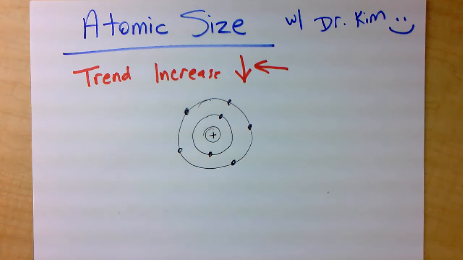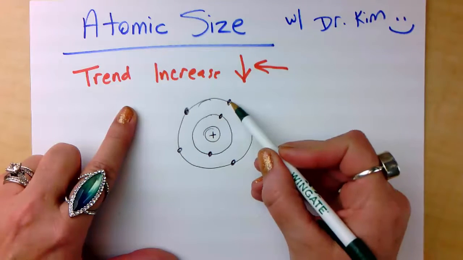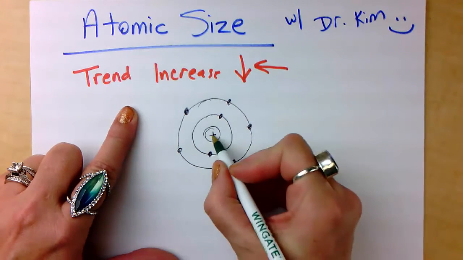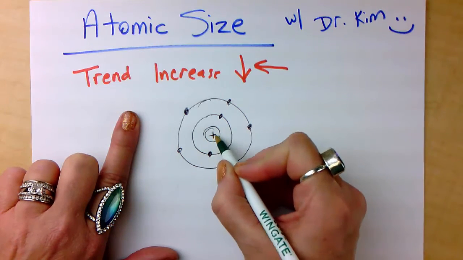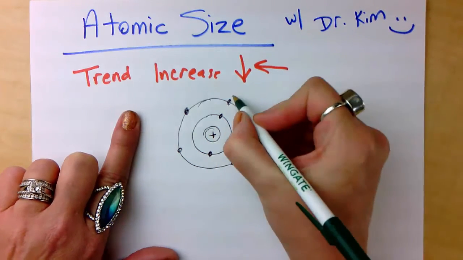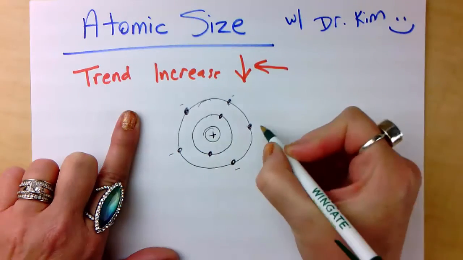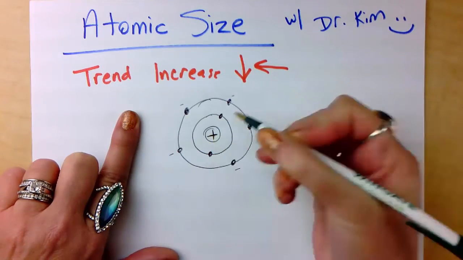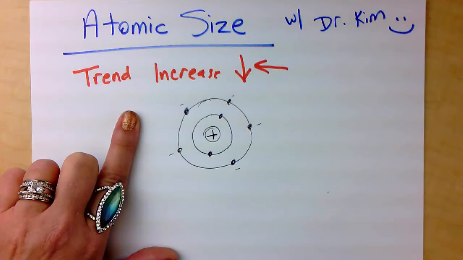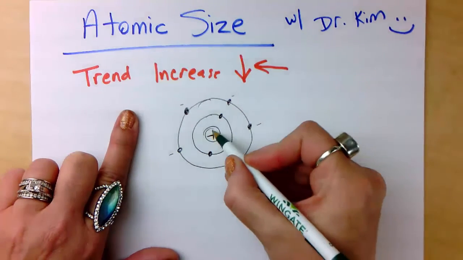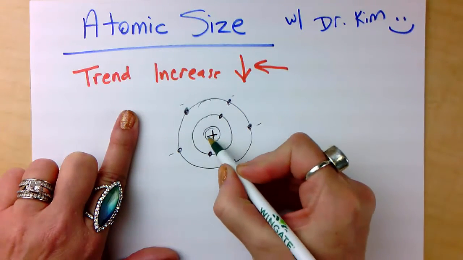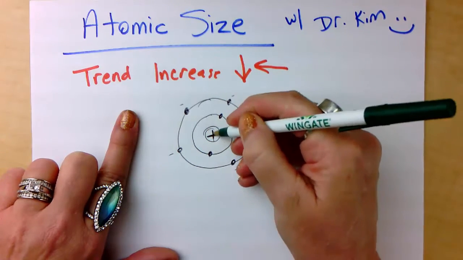How is it that we're getting smaller? Well, as I add electrons out here, I'm also putting a new proton in the middle. So the number of protons is going up. Now remember, electrons are negatively charged. Protons are positively charged. And what do we know about opposites? That's right, they attract.